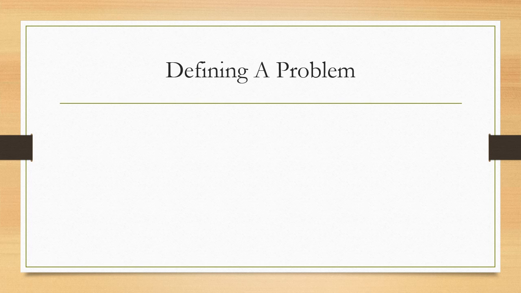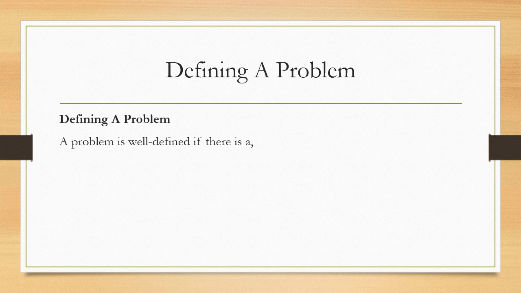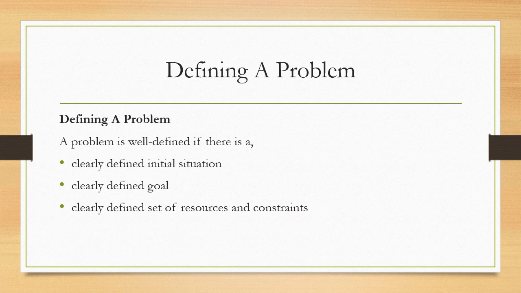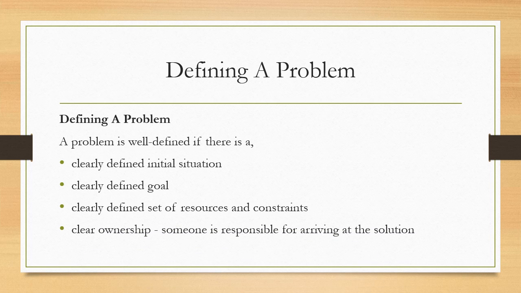Okay, so we move on to defining a problem. So let's learn what a well-defined problem would be. A well-defined problem would have a clearly defined starting point, a clearly defined goal, a clearly defined set of resources and constraints, and we'll come on to that term constraints, and clear ownership, so someone has to be responsible for arriving at the solution.